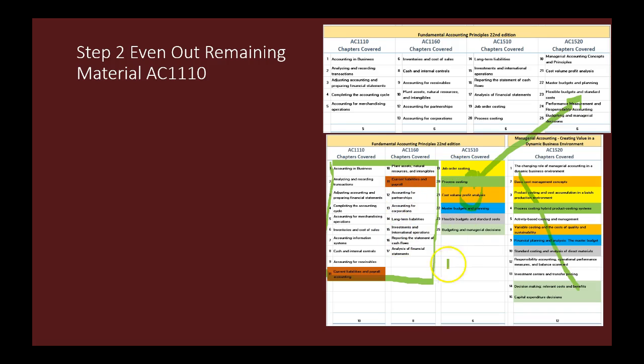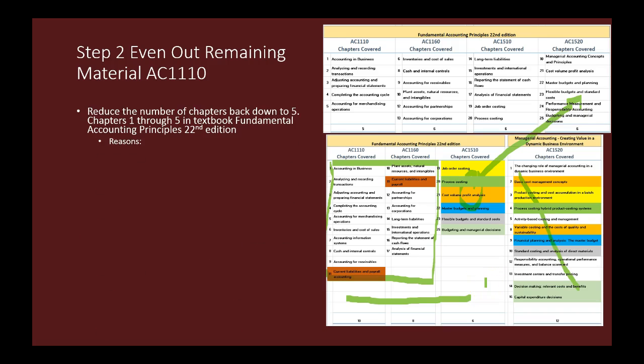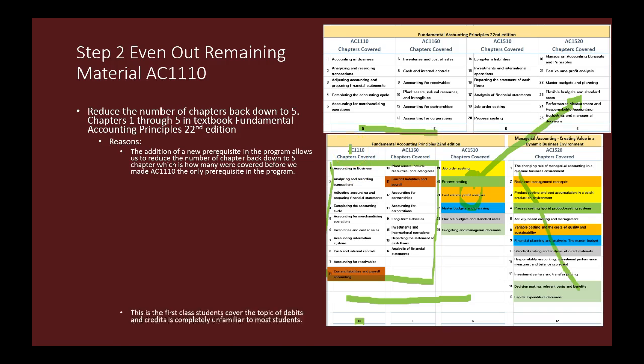So now we've moved this out. We just basically need to even out this information. Why can we do that? And why haven't we done that in the past? Because now this 10 chapters prereq, we can break out between AC 1110 and AC 1160 again. That's the opportunity that allows us to make this move.